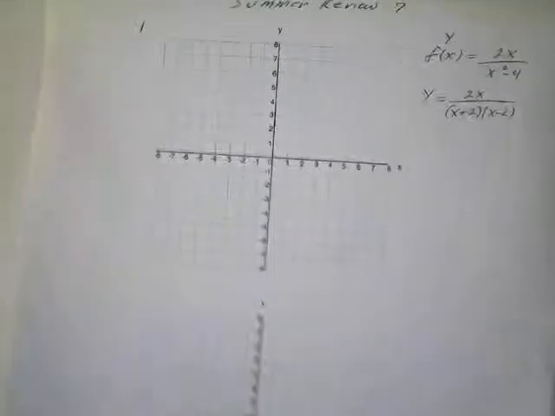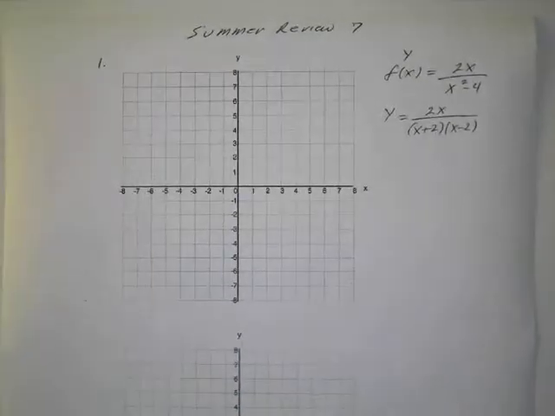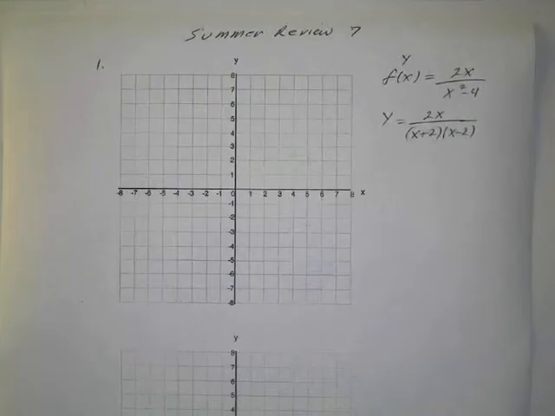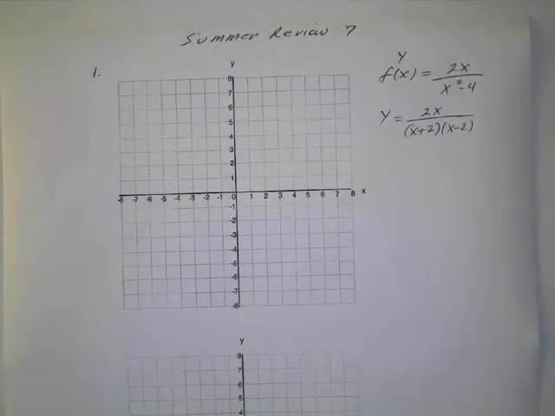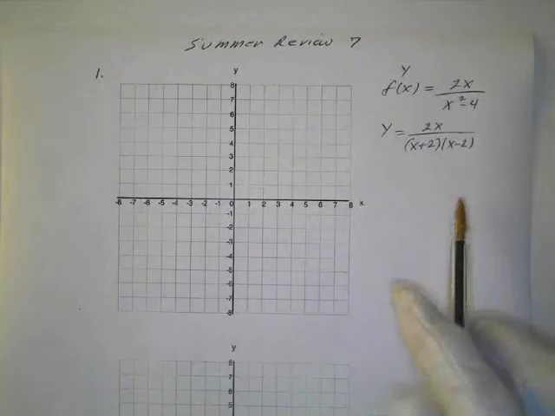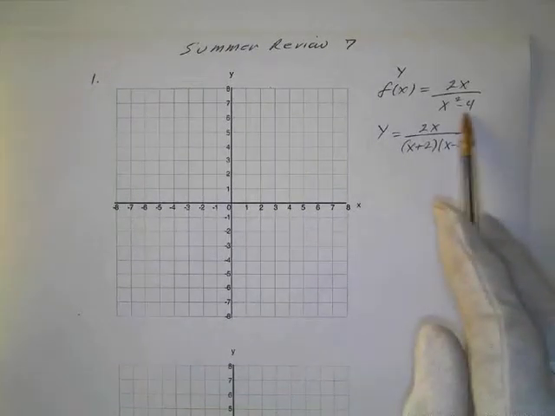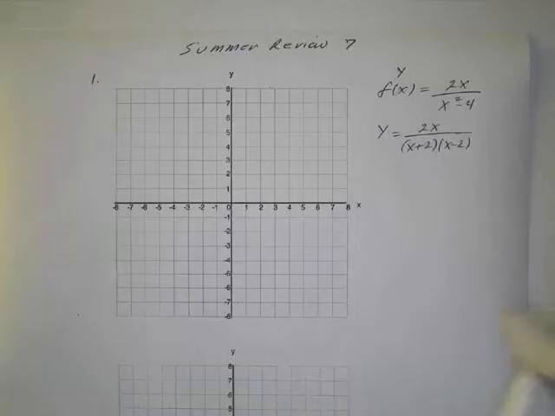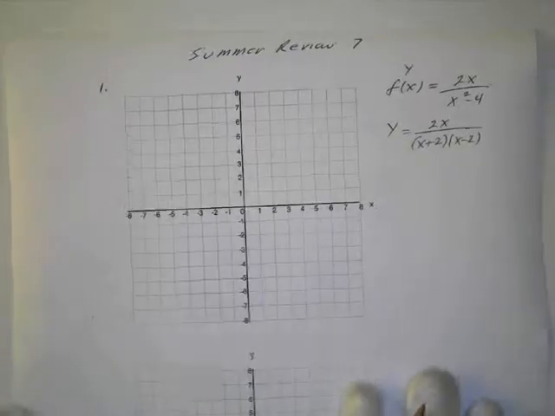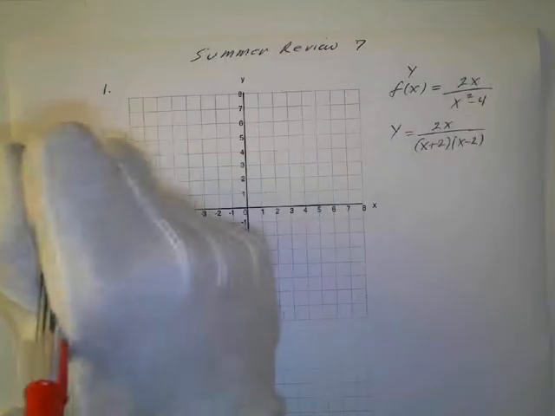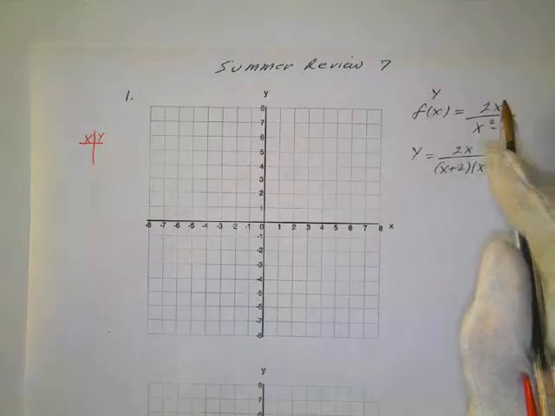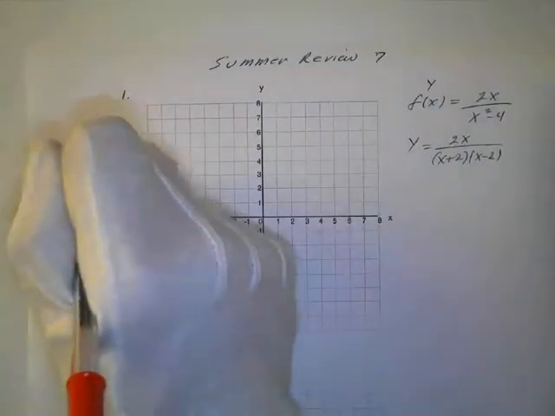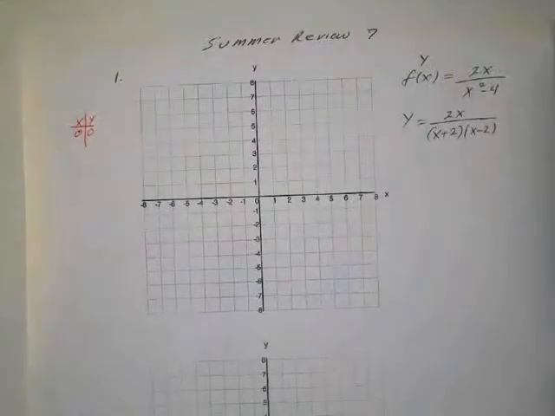I wrote it out over here for you, and I got some graph paper, and some of this graph paper is on the site, or will be on the site. This is the function: f of x equals 2x all over x squared minus 4, so I factored it. We always want to look for zeros. When x is 0, I've got 0 over negative 4, which is 0, so I get 0, 0. Those are my intercepts.